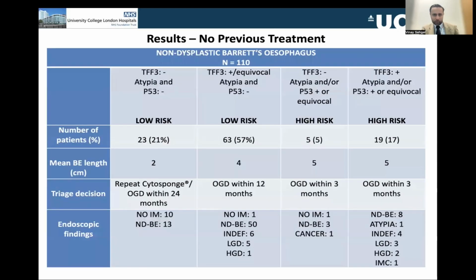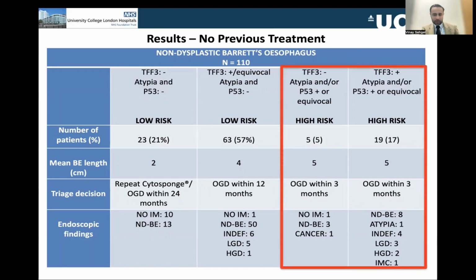So if we delve down into this group in a little bit more detail, we have 110 patients in whom 24 patients had a high-risk result. We focused on these here. If we look at low and high-grade dysplasia, as well as intramucosal cancer, we can see that there were 7 new findings of low or high-grade dysplasia. The one cancer diagnosis was actually seen in a patient who was negative for TFF3 but had a positive p53 overexpression. If we also look at the other side in the low-risk cohort, there were 6 cases of either low or high-grade dysplasia.